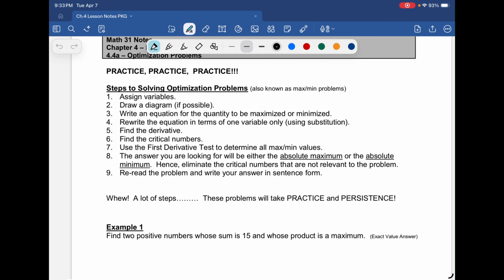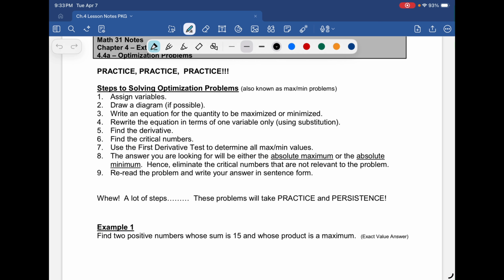Now, in optimization problems, there's a lot of steps. First of all, we want to assign some variables, aka clearly define those variables, draw a diagram if needed, write an equation to quantify the object being maximized or minimized, rewrite the equation in terms of one variable using substitution, find the derivative, reveal the critical numbers, use those critical numbers in the first derivative test to determine where the maximum and minimum values are, and then finally use your answer to determine if there's an absolute maximum or an absolute minimum depending on that answer.